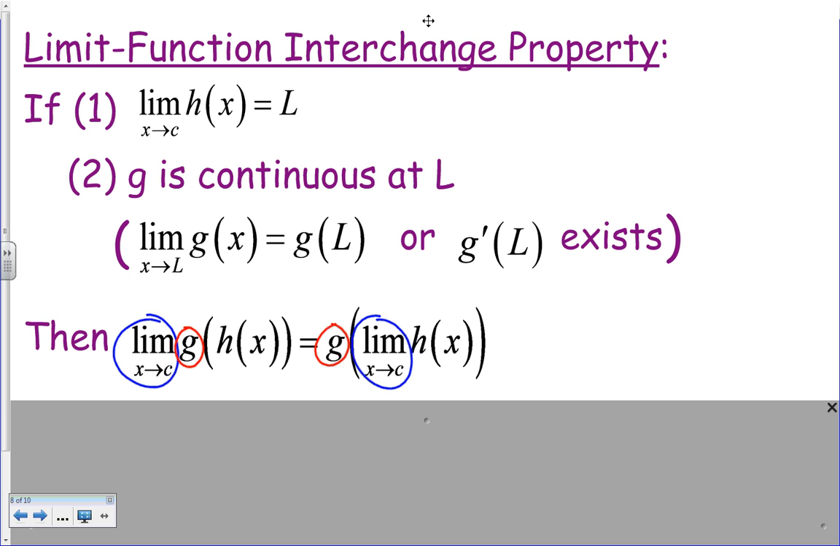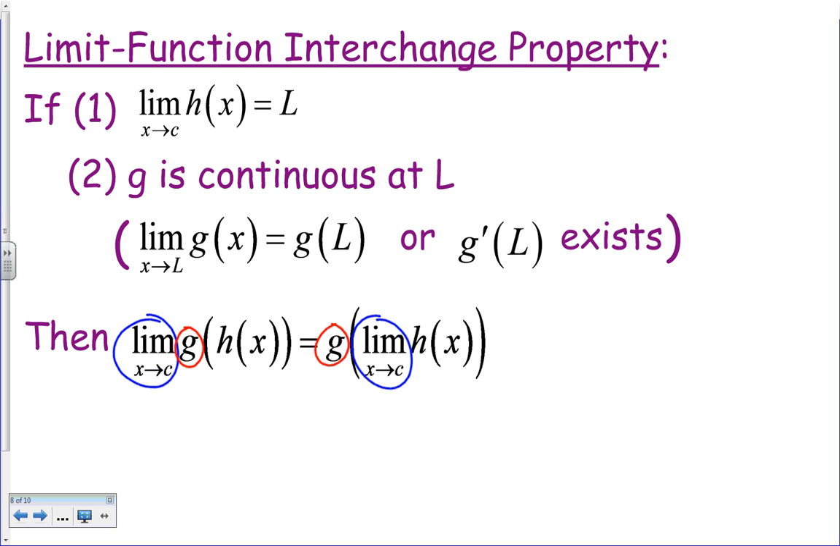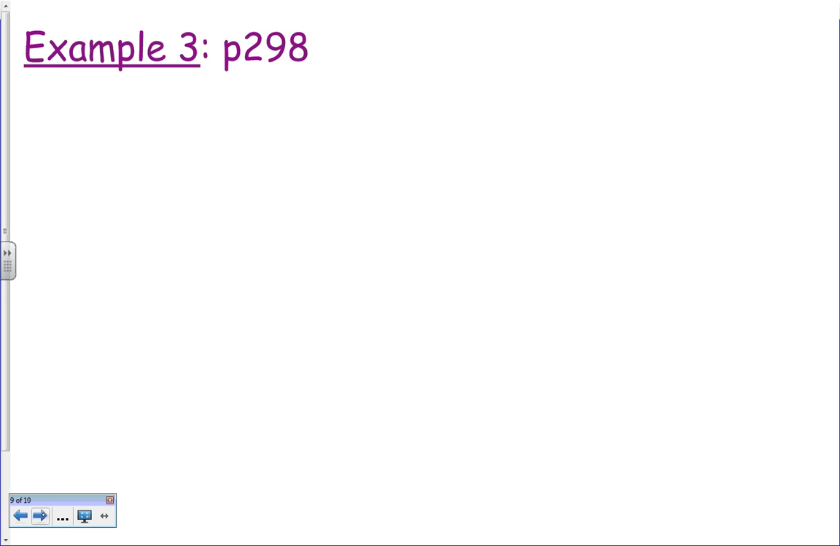You can interchange the limit with that function. You can use it either way. If you have g of the limit, which is actually how we're going to be using it, you can rewrite this as the limit of g of that quantity. All right? So that's the limit function interchange property. Two conditions to show that we meet, and then we can use the property there. All right, let's see how we can use that here in example number 3.